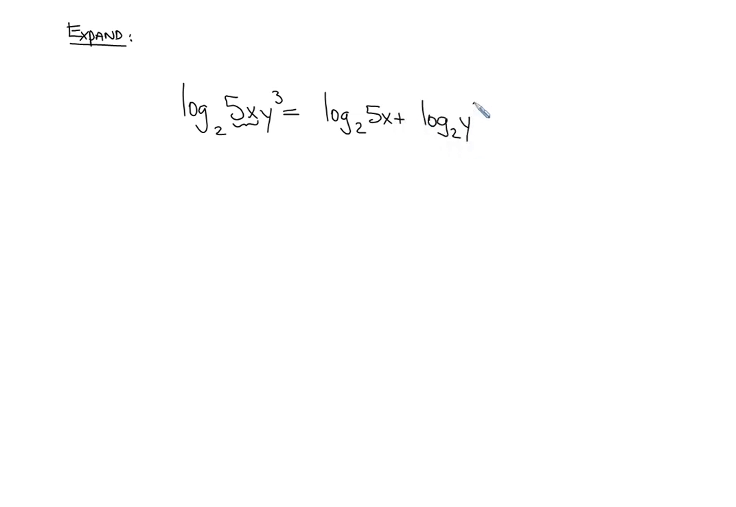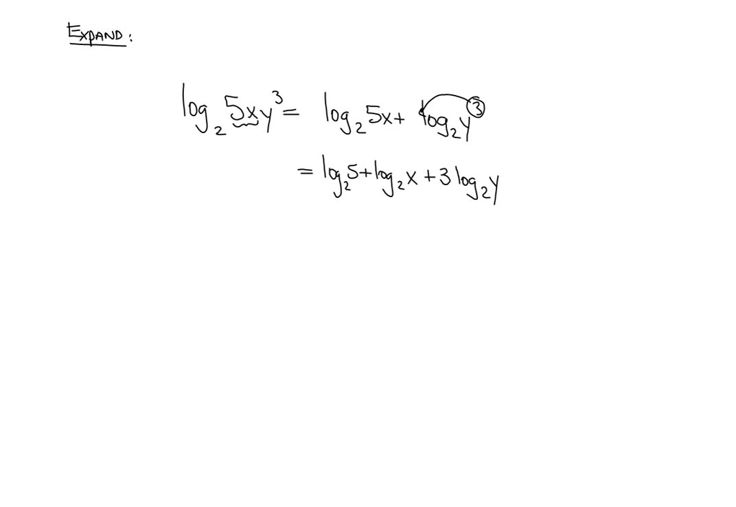Good, log base 2 of y cubed. Now, can I do anything with this? Product property again, right? What does it become? Can I do anything with this? Yes, bring the 3 down to the front, and it becomes plus 3 log base 2 of y. Now none of my properties apply anymore. That's the final answer. That is fully expanded. Do you guys see how easy that is?